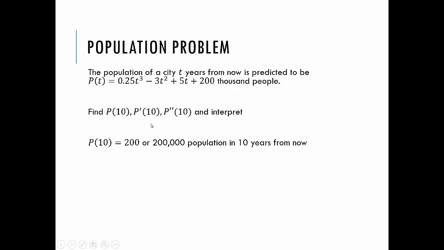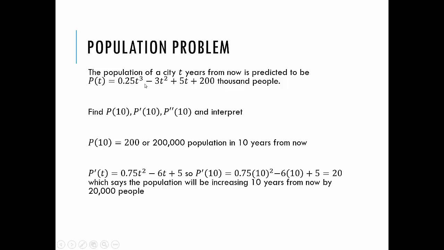P prime of 10 says take the derivative. So 3 times 0.25, 0.75, 2 times 3, 6, 5, and then plug in 10. And this is a rate. It's positive, so it's increasing. And it says the population will be increasing 10 years from now by 20,000 people.